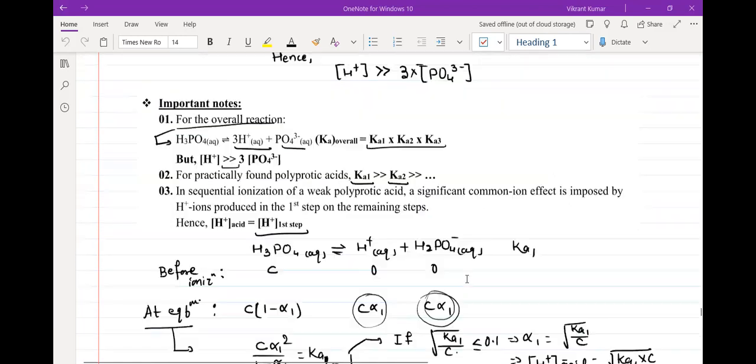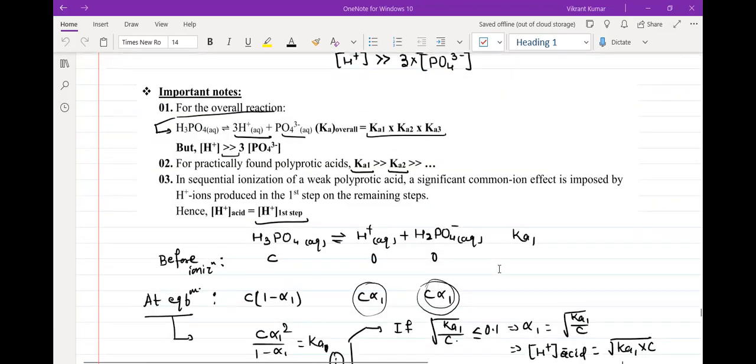The first point was that in this case Ka1 will always be much greater than Ka2, which will be much greater than Ka3, and so on. Okay, that's one part. If they are simply adding the reactions and asking you the overall K value, that will be K1 into K2 into K3. But if they are relating the H plus and phosphate with this relation, this equation, then you can't say that H plus will be exactly equal to 3 times the concentration of phosphate. And that we have learned from the charge balance method also.